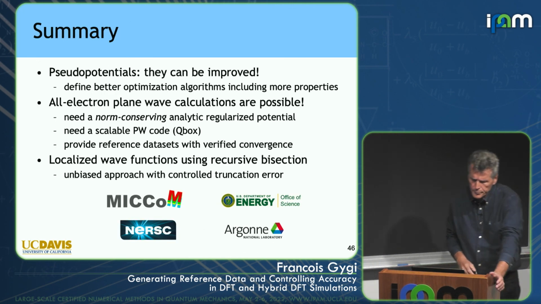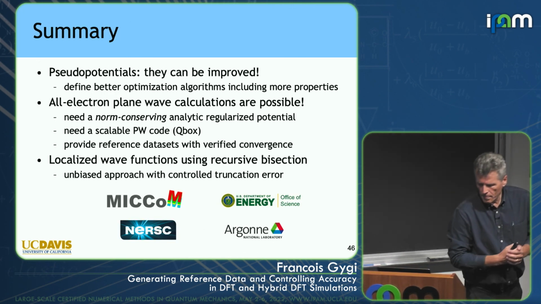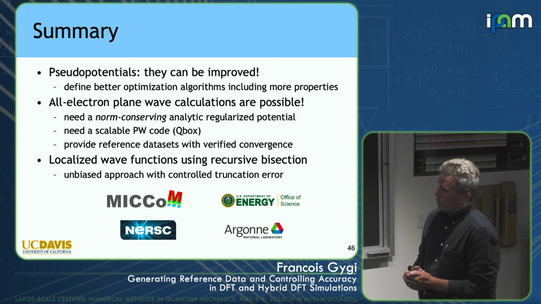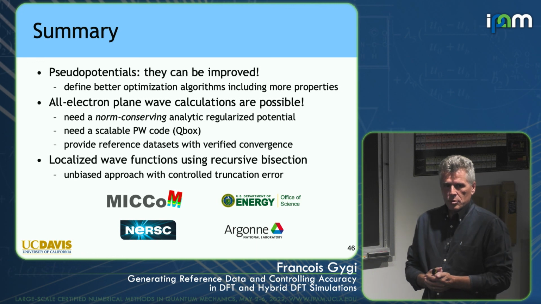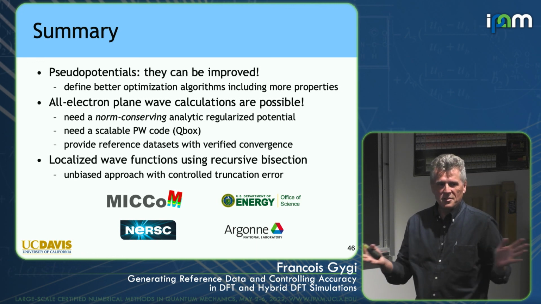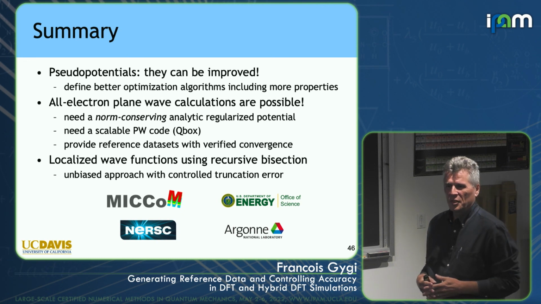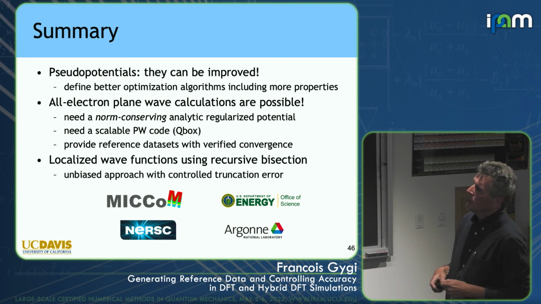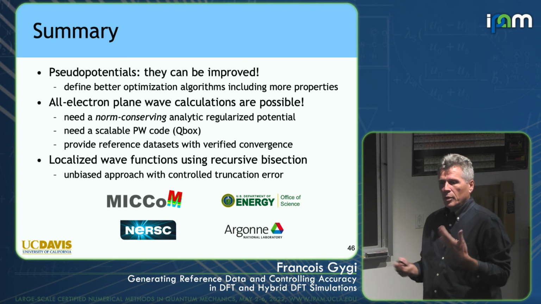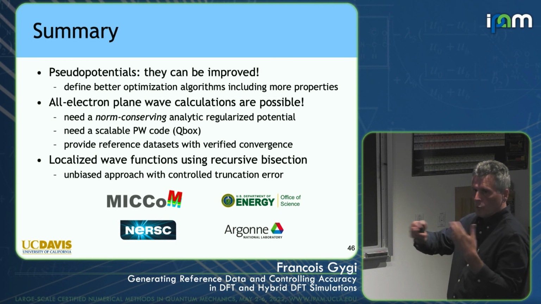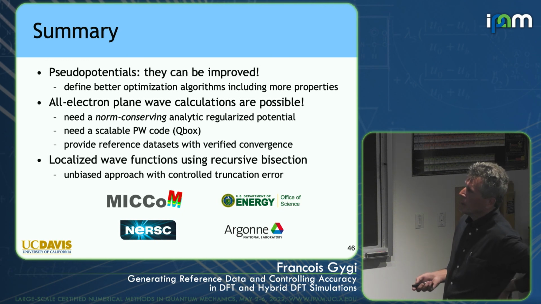So in summary, I tried to do three things here. First, describing pseudopotentials for an audience of mathematicians and showing you how messy this is. And maybe we can try to find ways of making that a little bit less messy. That would be the hope. They can be improved. We might define better optimization cost functions for that. They include more properties than we have now.